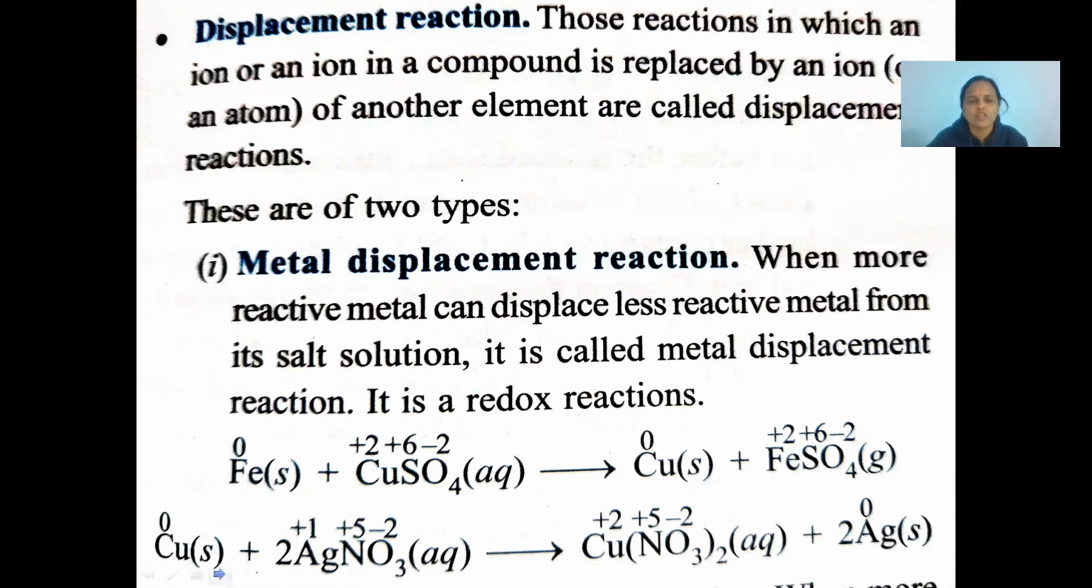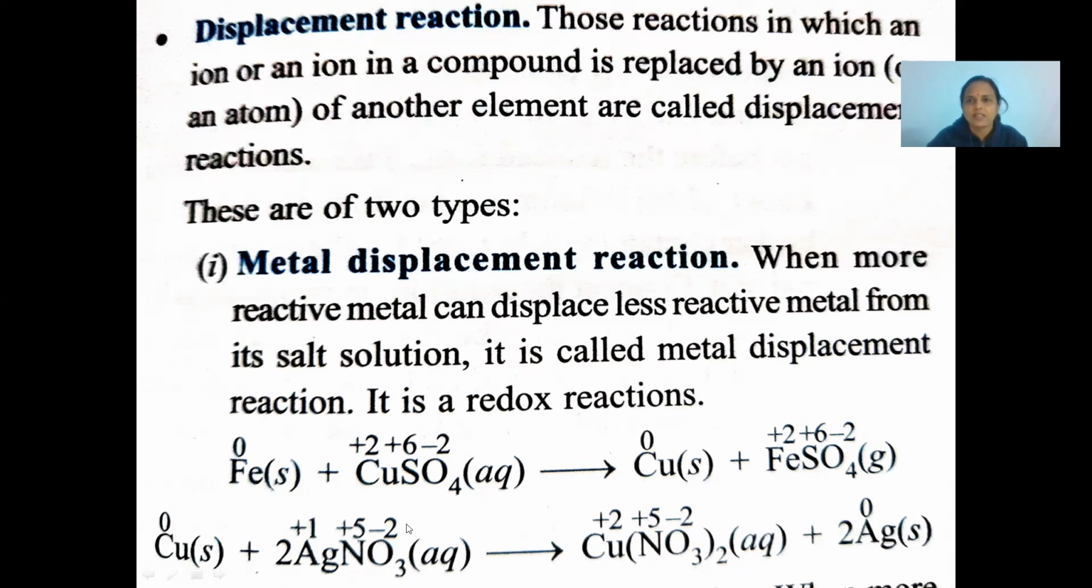Another example, you can see copper reacts with silver nitrate and it forms copper nitrate plus silver. Copper from 0 state goes to +2 state, so it's a case of oxidation, and silver from +1 state goes to 0 state, so it's a case of reduction, and silver is being displaced. So this is a case of metal displacement redox reaction.